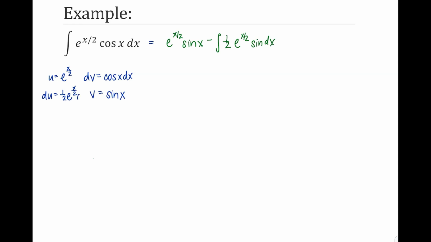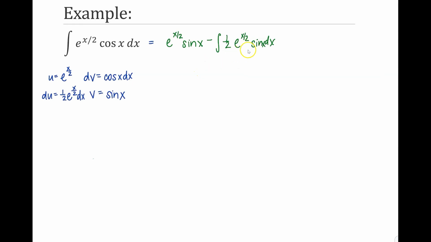You know what, over here I realized I forgot the dx for the du part. Okay, so here's where we're at. We have e to the x over 2 times sine x minus the integral of 1/2 e to the x over 2 sine x dx. The integral that I have left here is very similar to the original problem. It's another exponential times a trig function, specifically sine or cosine. So we're going to repeat the process.